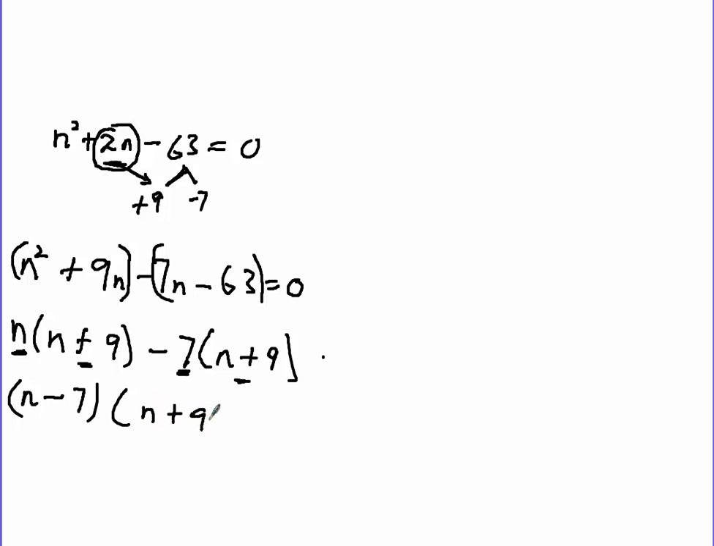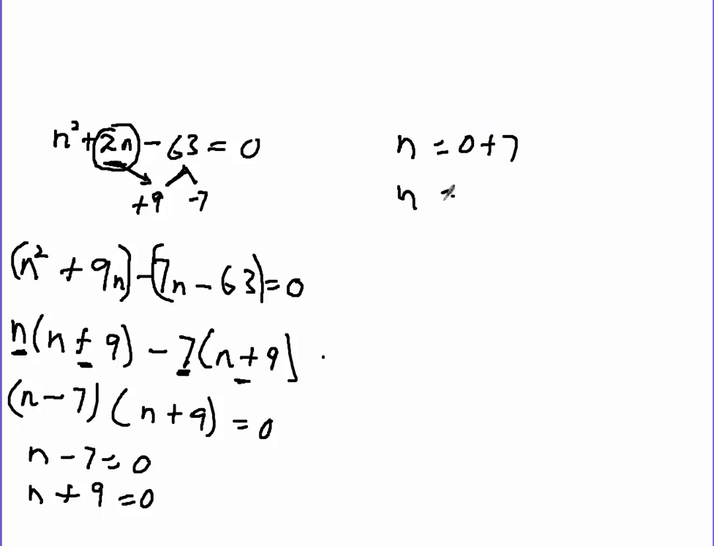N plus 9 equal to 0. Therefore, n minus 7 is equal to 0. N plus 9 is also equal to 0. Then I want to look for the value of n. N equal to 0 plus 7. N is equal to 7. That's for the first one. This one. Then n plus 9 equal to 0. N equal to 0 minus 9. N equal to negative 9.